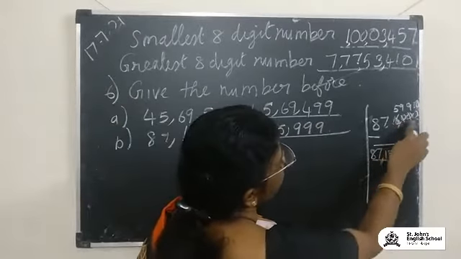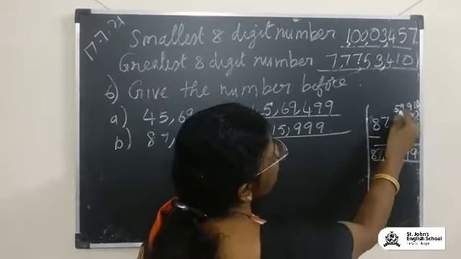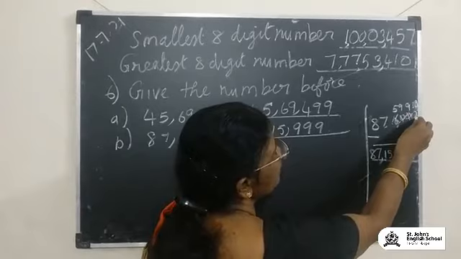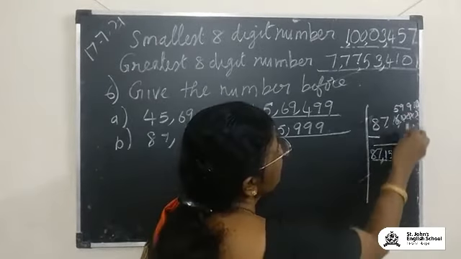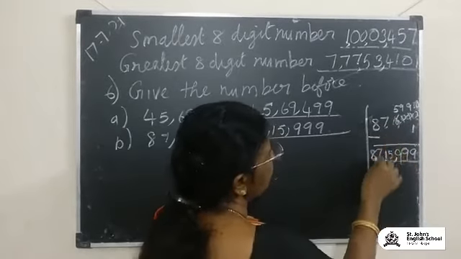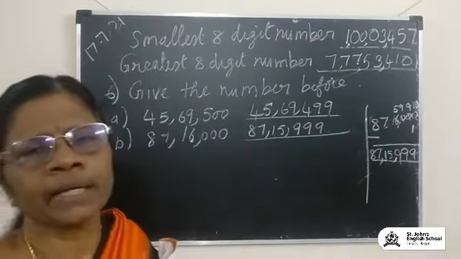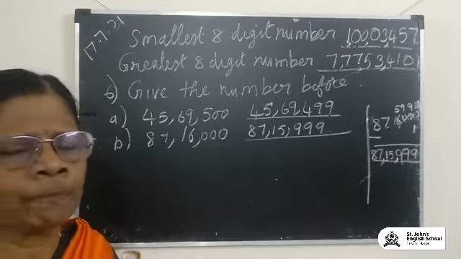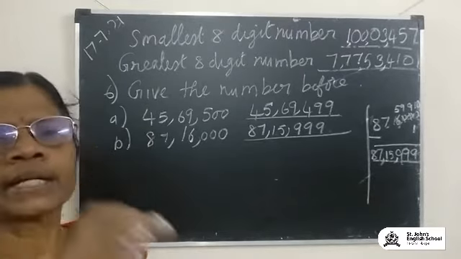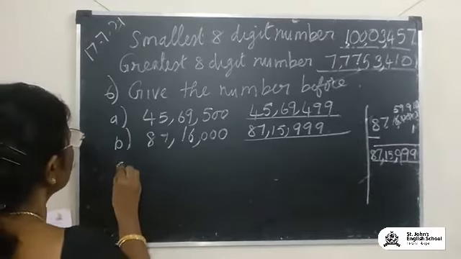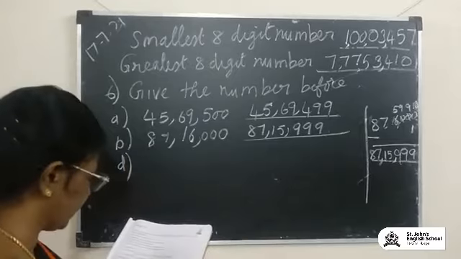But when all are zeros, take from 6, and 6 will be 5. The other two zeros will be 9 and the last 0 will be 10. 10 minus 1 is 9. These two 9s will be just like that, and 5, 7, 8 will be just like that. So the answer will be 87 lakhs 15,999. So if you don't know, you can just write minus 1 and find the answer. You can do the C sum as homework, we have already done it.